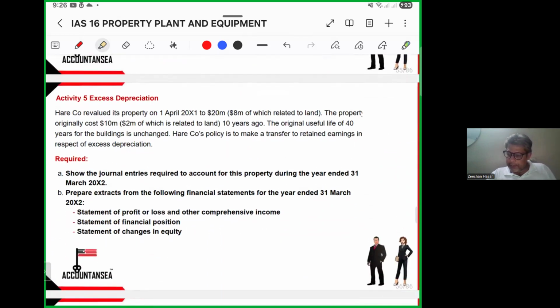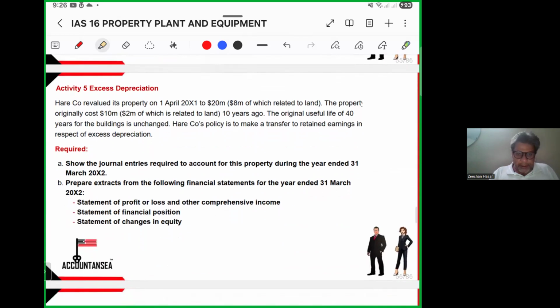Let's do the example. Hair company revalued its property on 1st April 2000 to 20 million, 8 million of which related to land. The property originally cost 10 million, 2 million of which related to land, 10 years ago. The original useful life of 40 years for the building is unchanged. The company policy is to make the transfer to retained earnings in respect of excess depreciation.